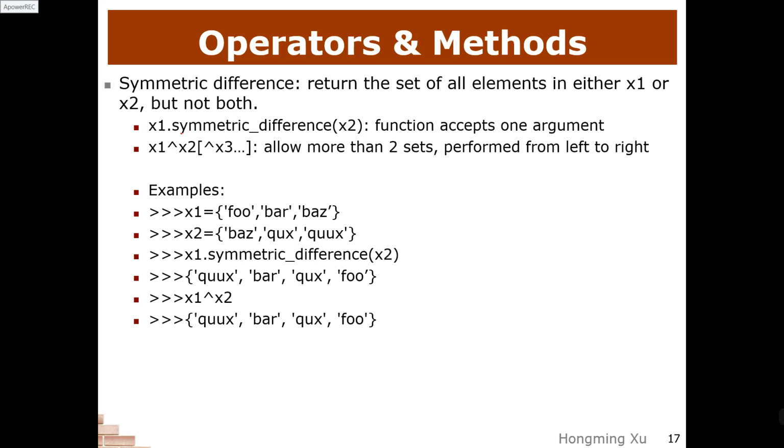Here, first we can use the symmetric difference function, x1 symmetric difference x2 for example, but this function only accepts one argument. However, we can also use the operator, which allows us to process more than two sets, performed from left to right. Now let's see this example. If we compute x1 symmetric difference x2, the output will be these four elements. Similarly, if we just use this operator, we can get the same result. This is the symmetric difference operator.